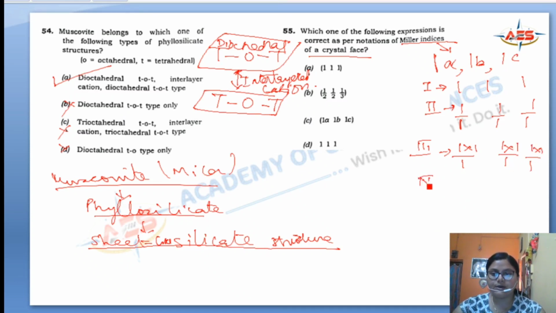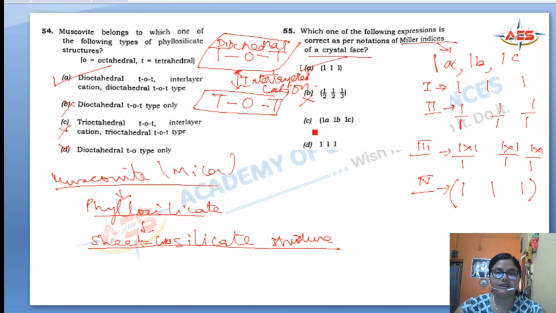And fourth, what is it here? So we have 1 1 1, okay? This is the Miller indices, and within a bracket it represents a face. So here A is the answer, because the ratios and fractions are not Miller indices, they do not show Miller indices.